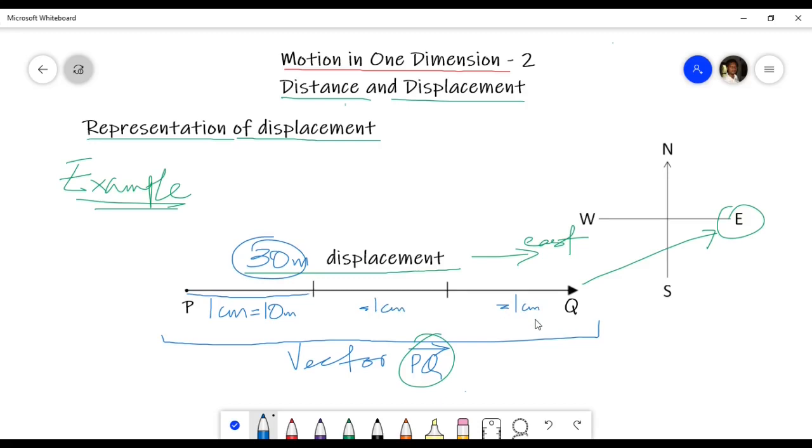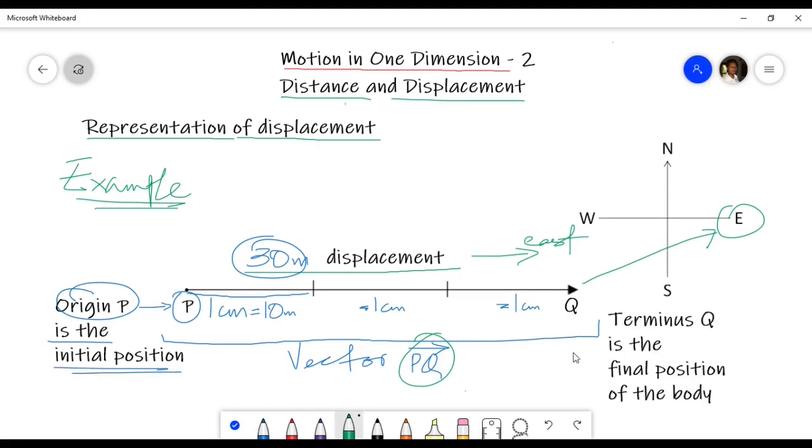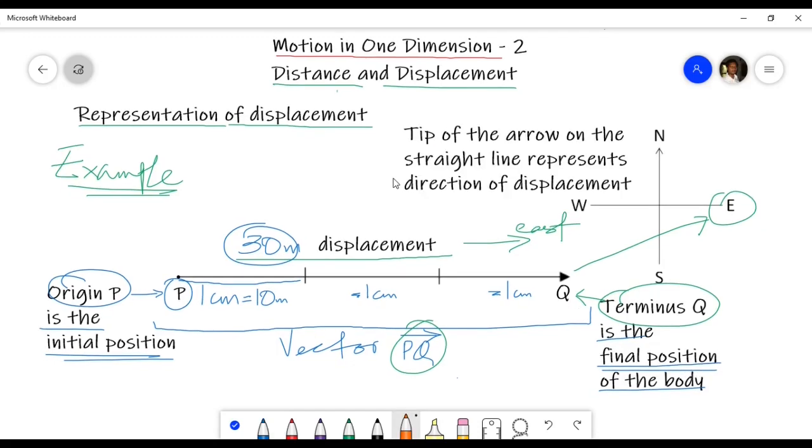Over here, origin P is what? It is the initial position. Origin P is the initial position, and terminus Q, the ending, the terminus Q is the final position of the body. I hope you can understand this. Terminus Q is the final position of the body.